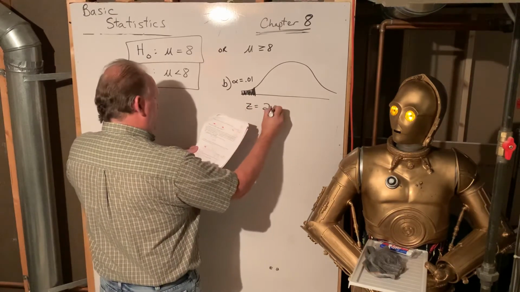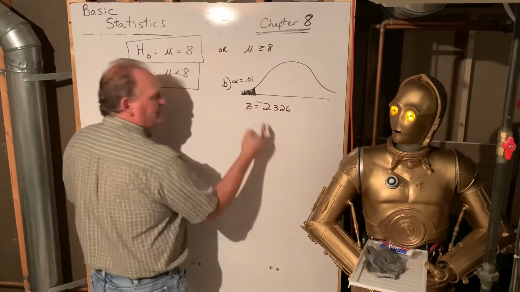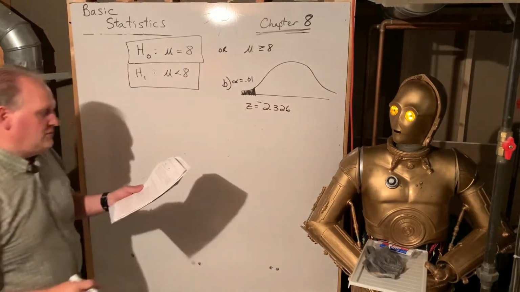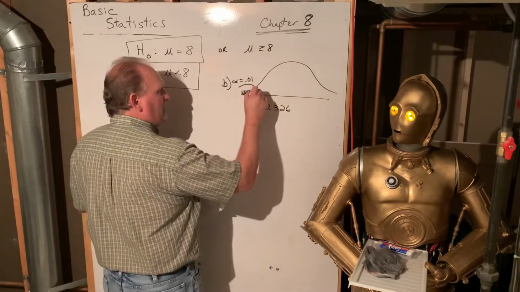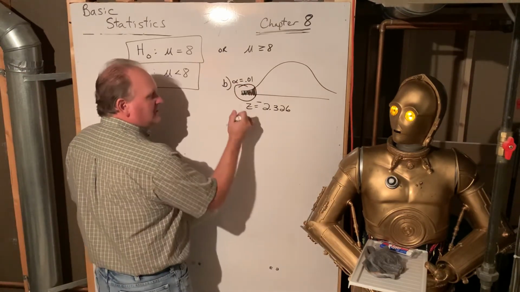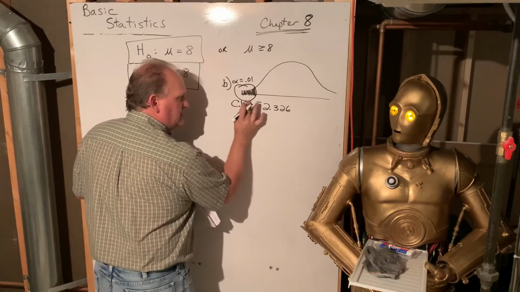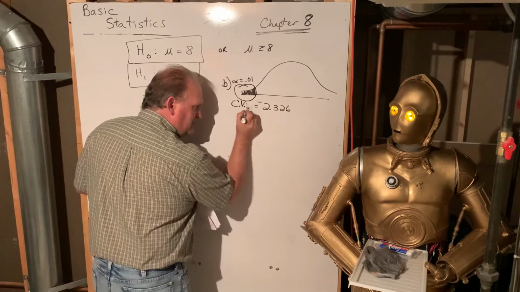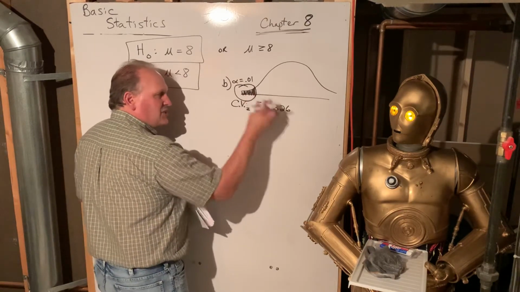It says 2.326, but we're going to call it negative because it's on the left side, so negative 2.326. And basically, if we find our z-score, that's our critical value. Here, I'll put a little sub-z so you know it's the critical value. It's our z-score, but that's the threshold.